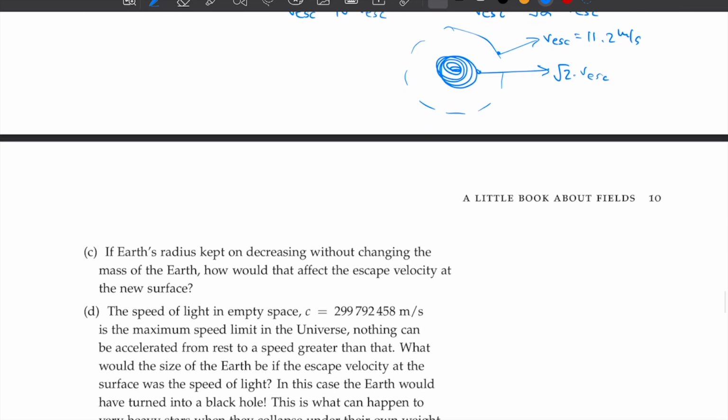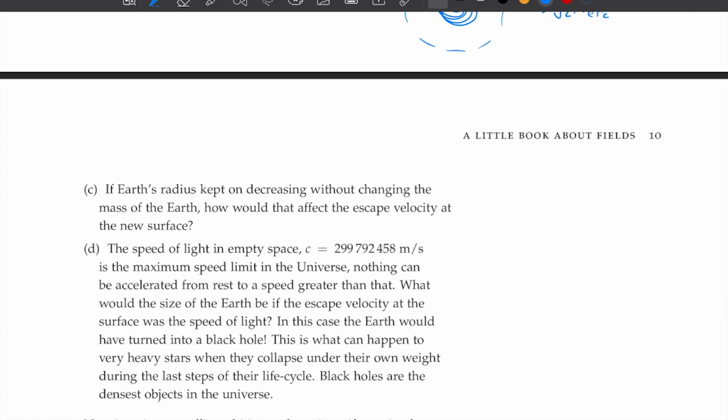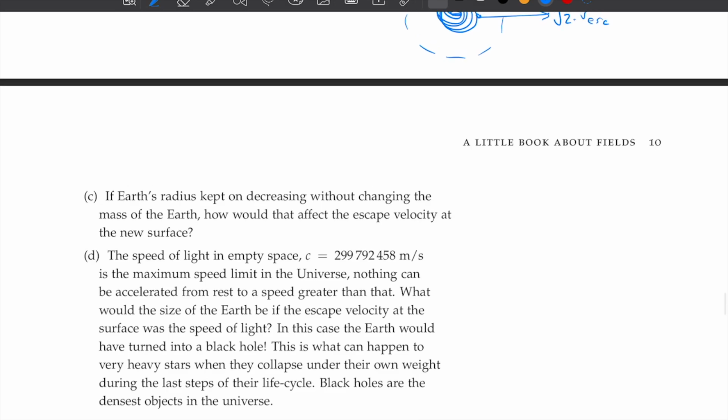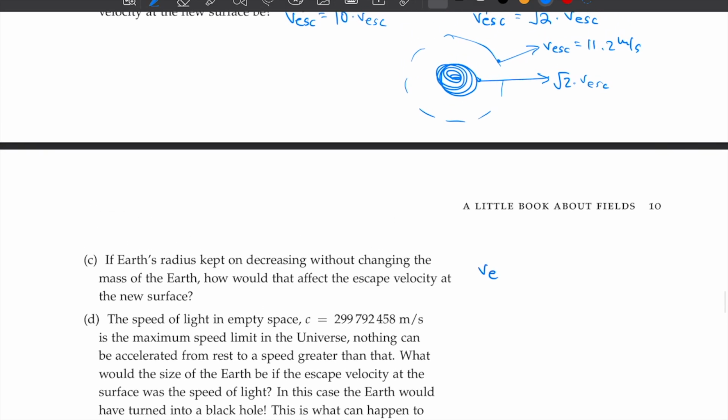And then what would happen if Earth's radius kept on decreasing without changing the mass? Just r kept on getting smaller and smaller. Well, hopefully you can see that the escape velocity would keep increasing at that new surface. It's like the deeper you go in a gravitational well, the harder it is to escape it. The faster you need to be moving in order to escape the gravitational field.